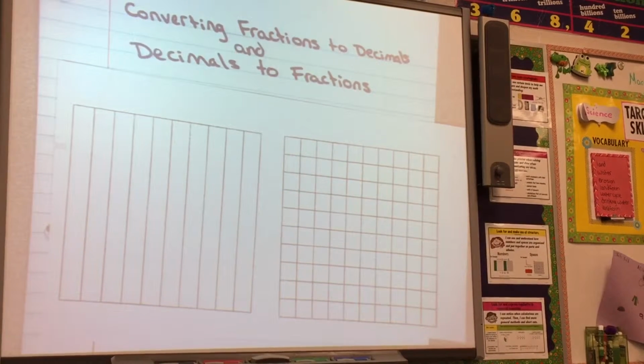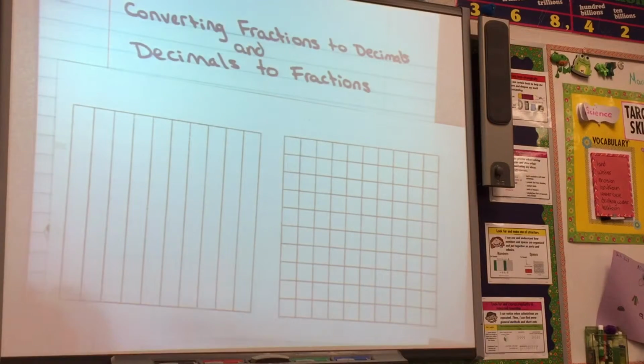Guys, today we're going to be talking about converting fractions to decimals and decimals to fractions. This is going to go along with what kids know about the tenths and the hundredths. First I'm going to show you on a grid just to give you a visual.